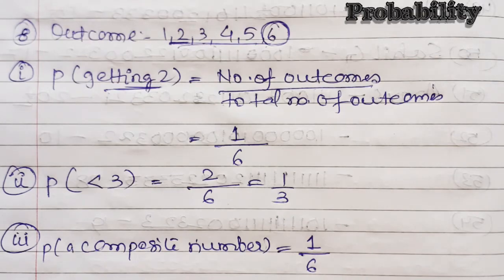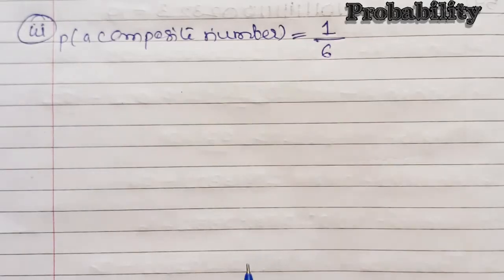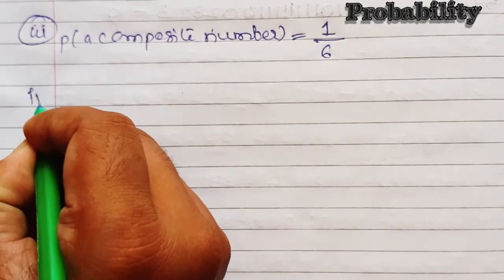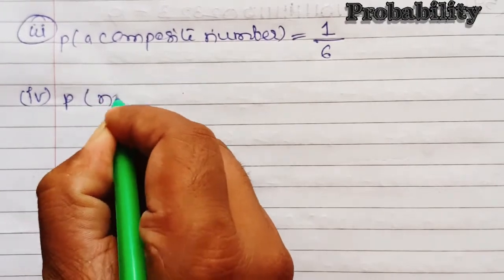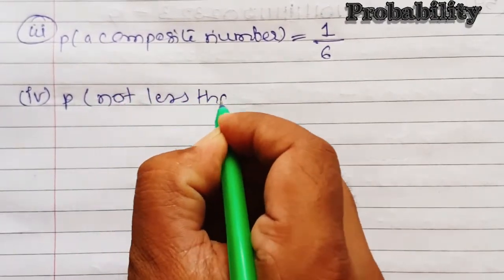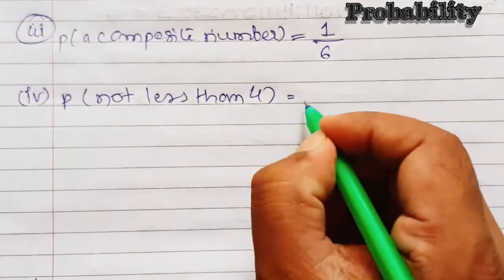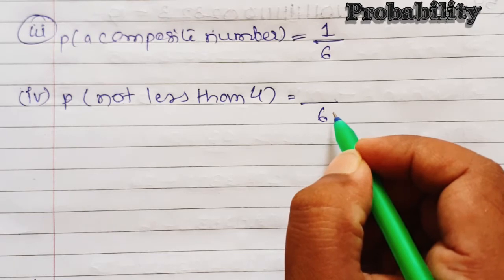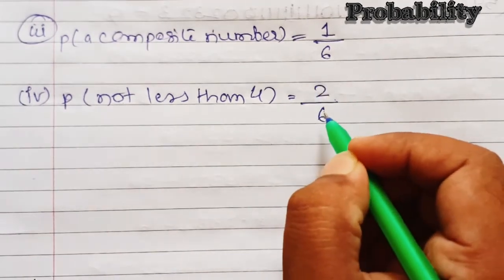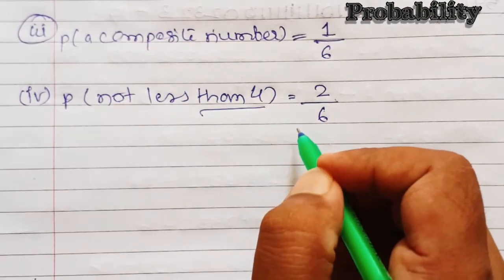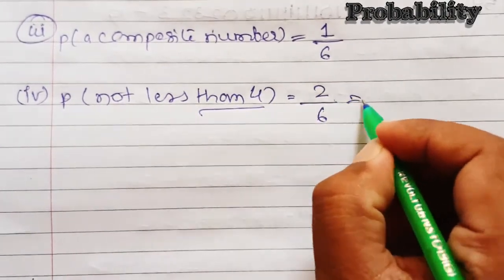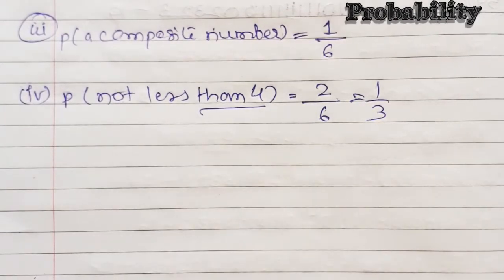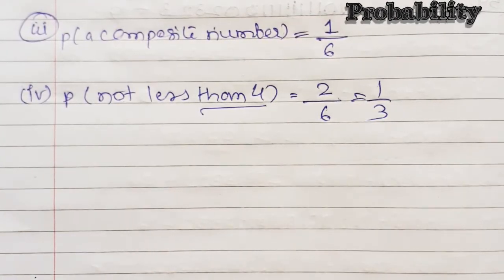Now I'll go towards the fourth one. It is given here: find the probability of a number not less than 4. So the probability of a number not less than 4, the total number will be 6. It should not be less than 4, so more than 4 means 5 and 6. So 2 numbers are there which will be included in the case of not less than 4. Your cancellation is possible, so we'll do the cancellation, and this is the final answer.